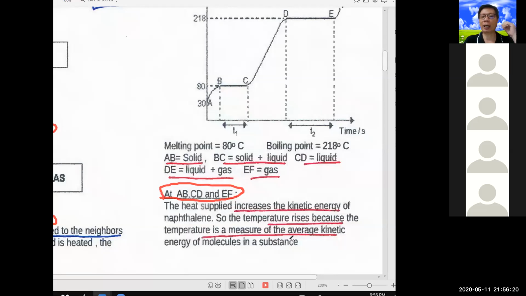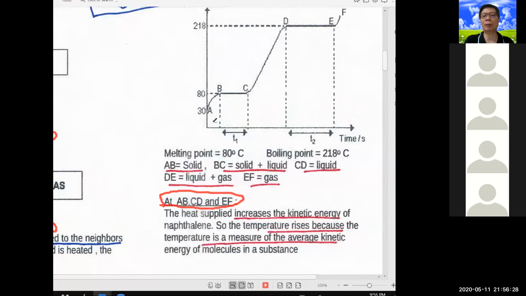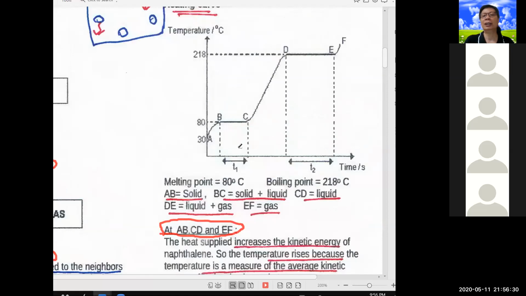Okay, when your kinetic energy does not change, it means the temperature does not change. Understand? For this viewpoint, you must know why the temperature goes up: because heat supply increases the average kinetic energy of the molecules. That's why the temperature goes up. Okay, what about BC, DE, why does the temperature never go up?